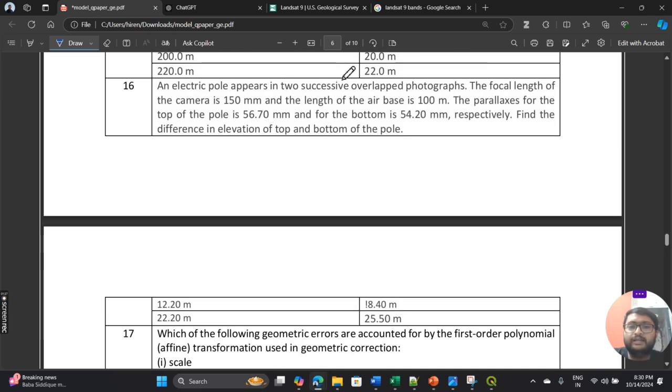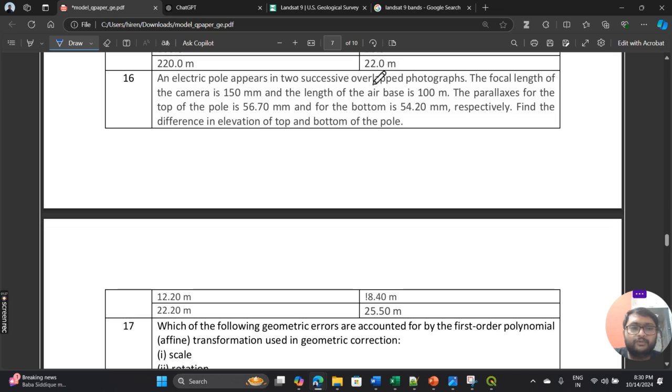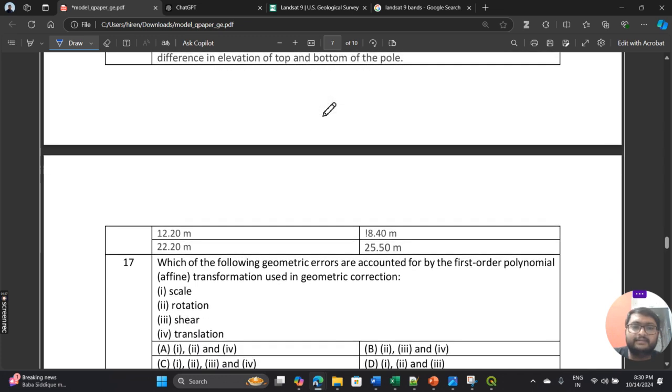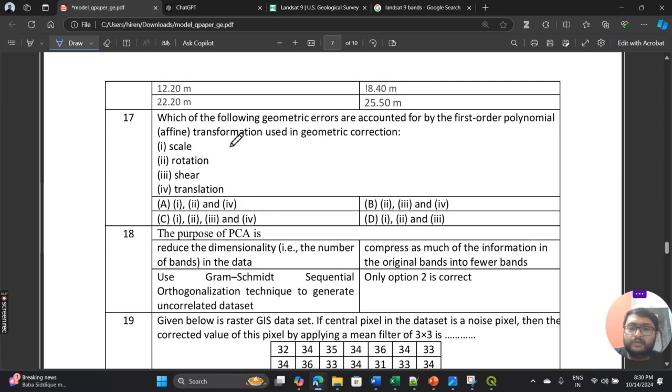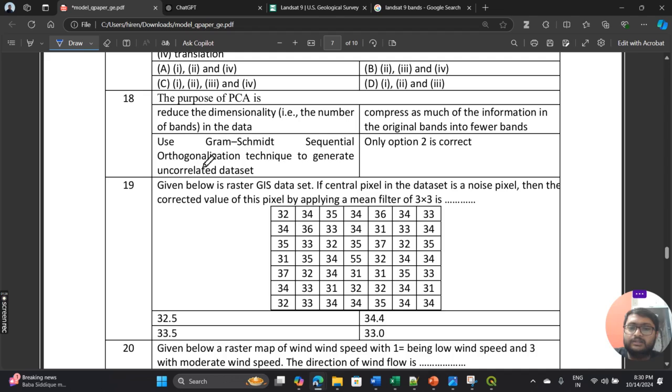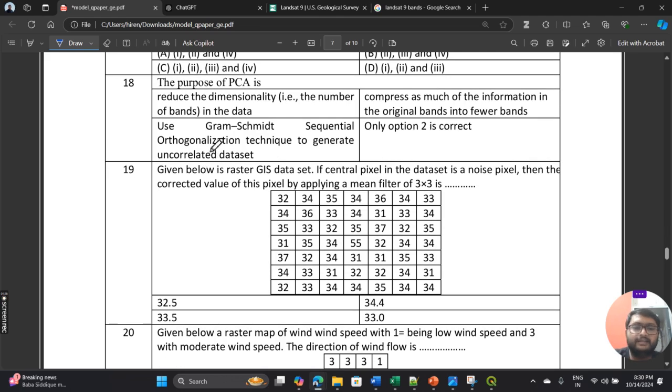Then electric poles appear in two successive overlapped photographs, and the focal length. This is also a similar question, on parallax. Then which of the following geometric errors are accounted for by the first order polynomial affine transformation? In first order we just do the linear operations, so we just consider scale, rotation and translation, not the shear. Then we have PCA and other things, which also reduce the dimensionality of the data.